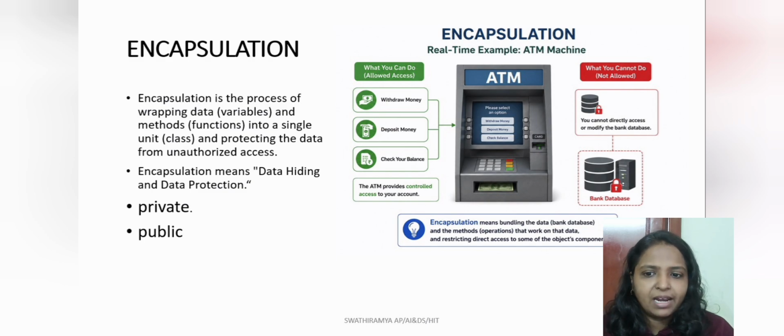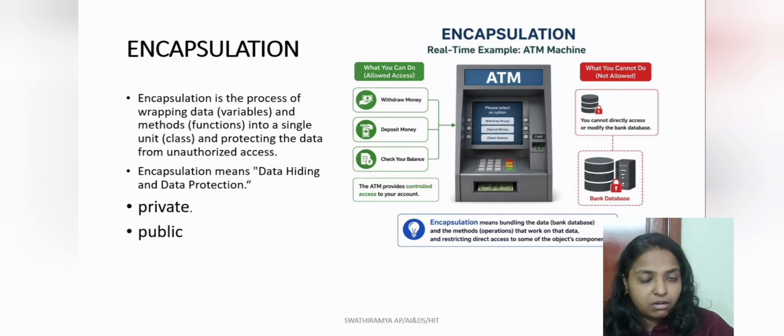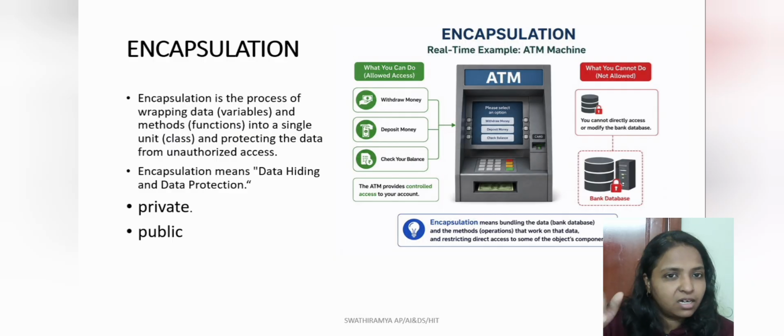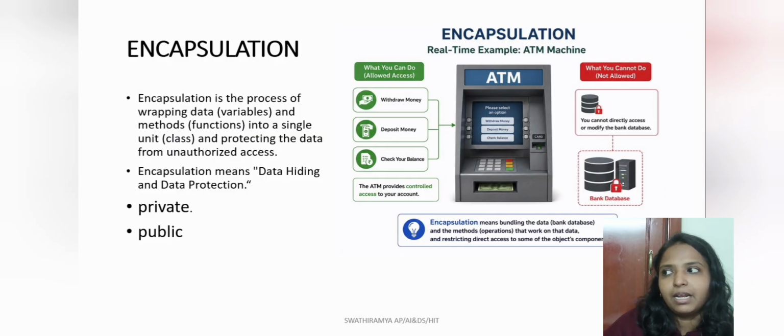Suppose a bank account has a balance. The customer should not be able to edit the bank account amount, right? So it will be in the private mode. Only an authorized person can edit the total amount in the bank account. So we can keep the balance as a private one and provide the appropriate public methods to access or modify it. This concept is often explained using two terms, data hiding and data protection.